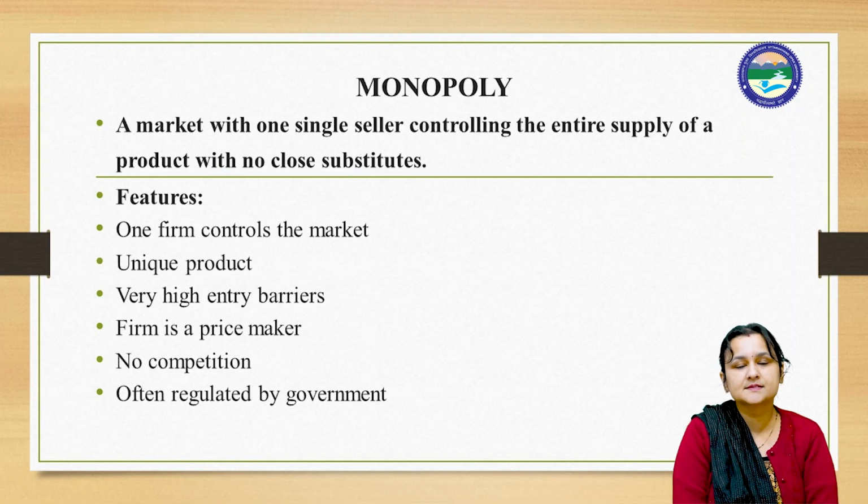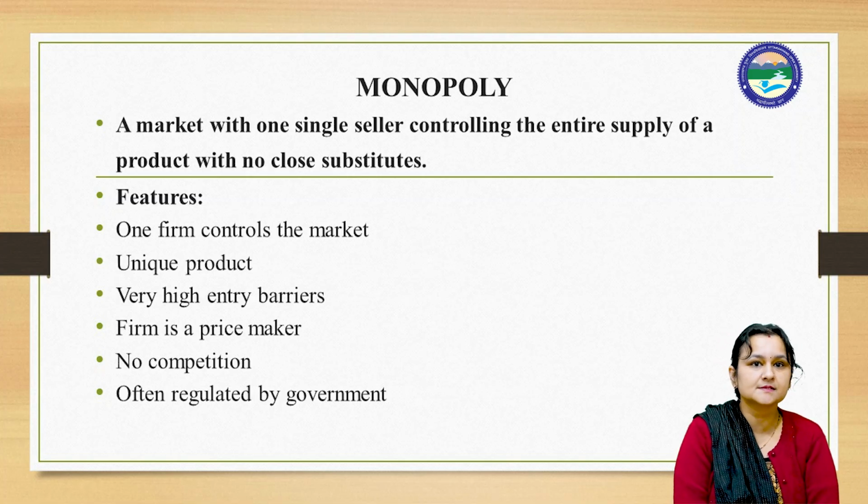Now the last market structure is monopoly. From the name itself, it is clear that it means a market with only one single seller. There is only a single seller who controls the entire supply of the product, with no close substitute in the market.